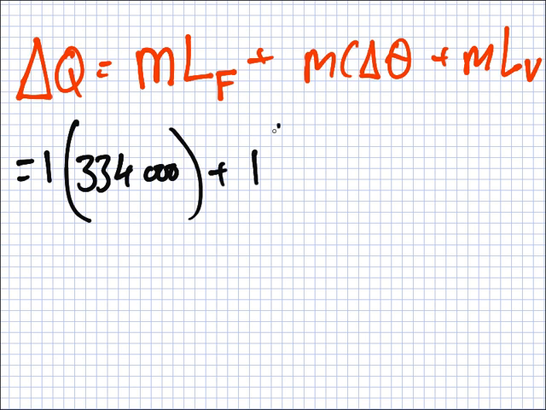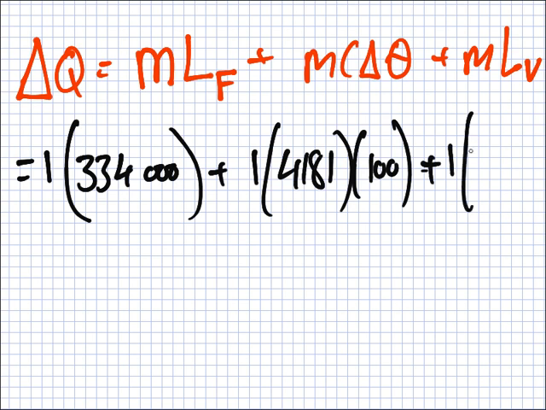And then MC delta theta plus M, and then what's the next one? 2265. 2265 000.